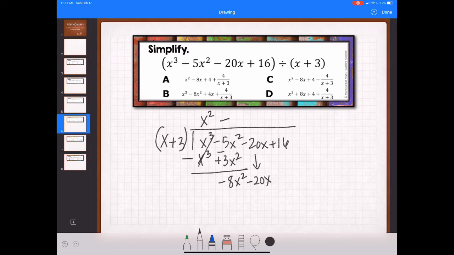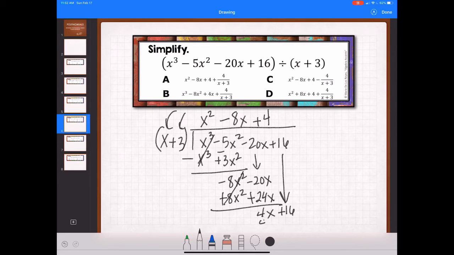x times negative 8x is what will give us negative 8x squared. Continue to multiply, negative 24x. Again, you're multiplying it into both of these parts. Subtract, which means opposite, opposite. This gives you positive 4x. Bring down, plus 16. So now x times positive 4 is 4x. 4 times 3 is positive 12. Opposite, opposite. We have a remainder of 4.